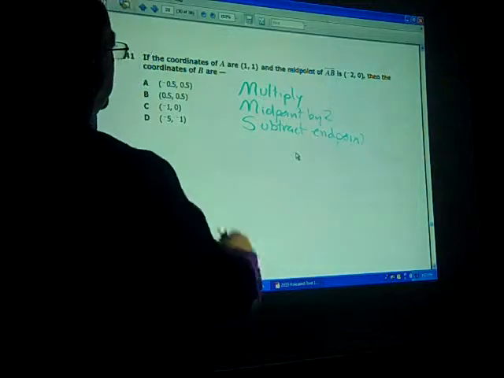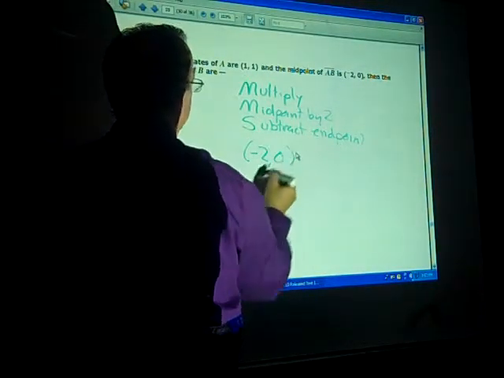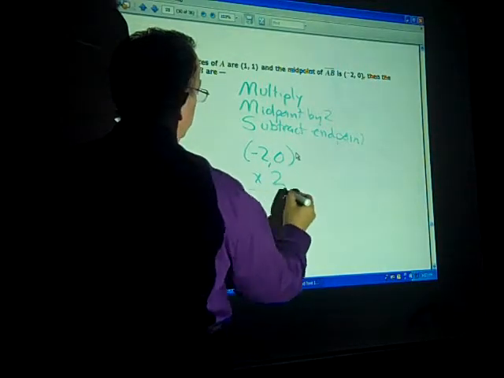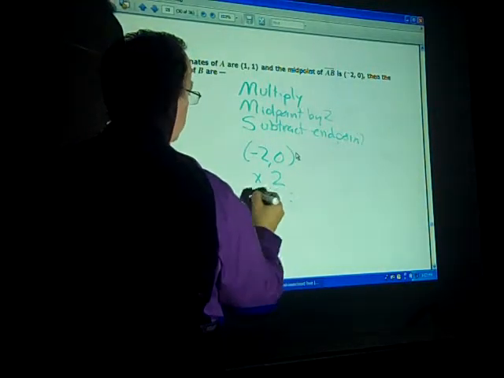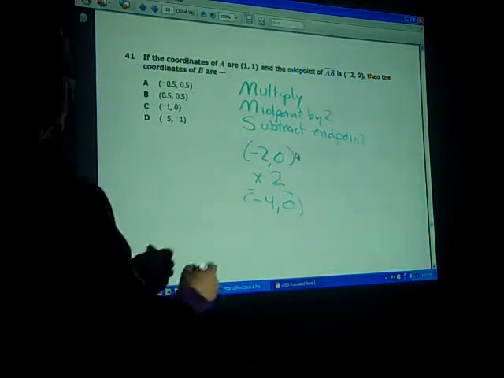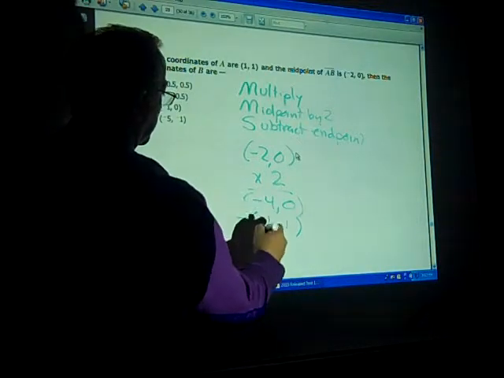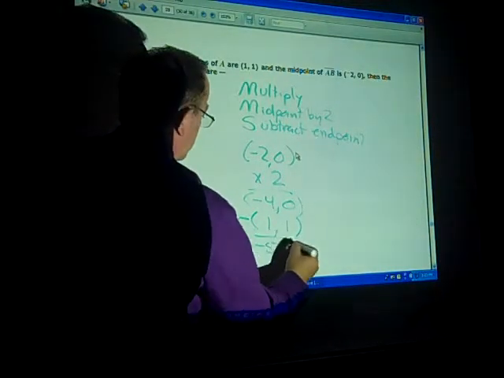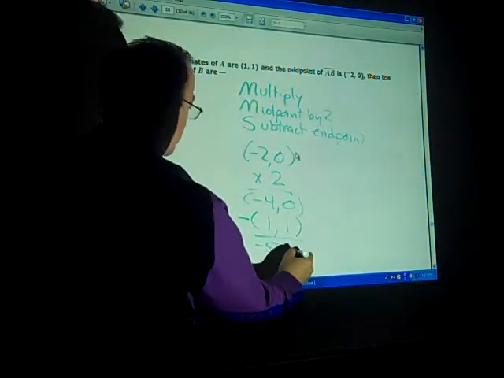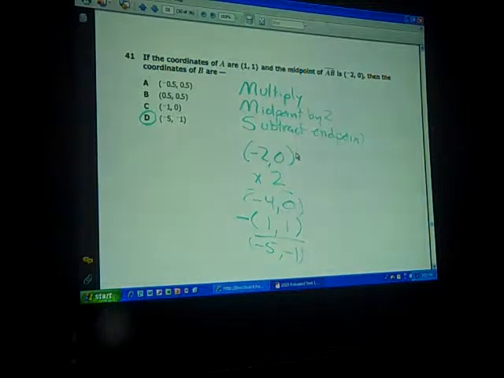Okay, so the midpoint here, it says the midpoint is -2, 0, so we're going to do -2, 0 times 2, which is -4, 0. Then we're going to subtract the endpoint that we're given, which is 1, 1. -4 minus 1 is -5. 0 minus 1 is -1. So our answer is -5, -1. That's 41.